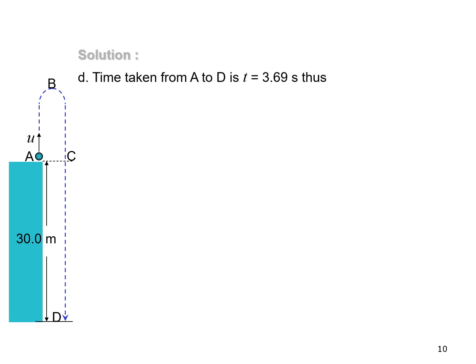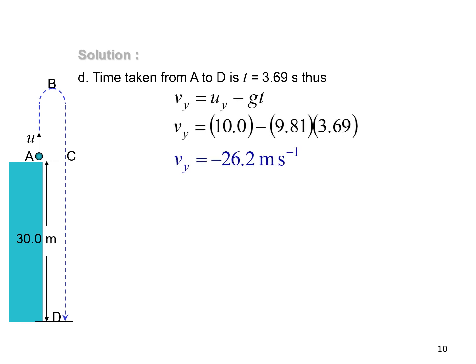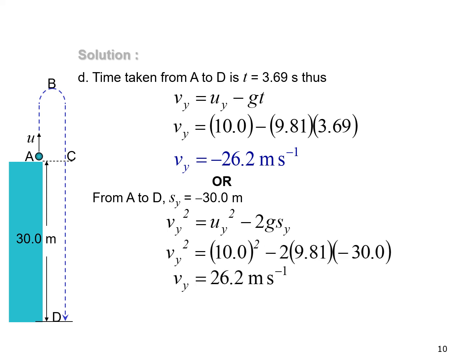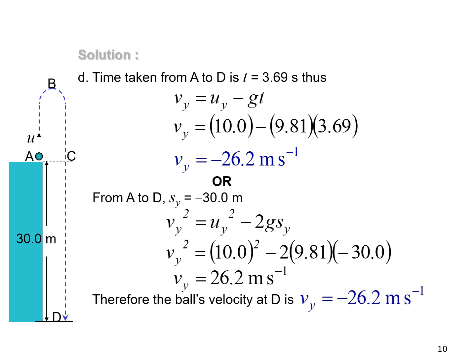For the next one, the time taken from A to D is 3.69. So we can replace in the equation to determine the final velocity at point D. Now we can also use the displacement in y, replacing it here to determine the final velocity, which will end up with the same value. Therefore, the final velocity at point D will be negative 22 meters per second.